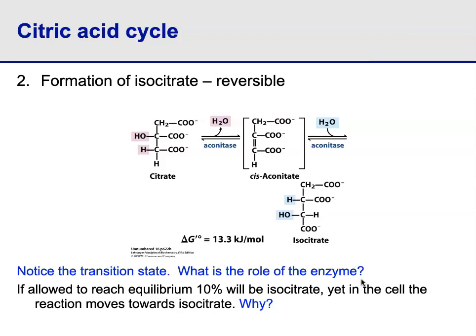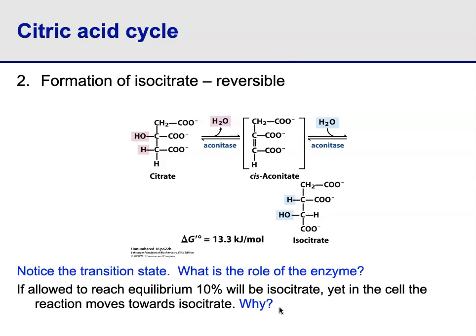So again, the enzymes stabilize the transition states which are most unstable. So if allowed for this reaction to reach an equilibrium, 10% would be isocitrate, 90% will be citrate. That's not a very favorable reaction, and that is because of this high energy intermediate. But in the cell, the reaction moves towards the isocitrate. Why is that? How can you explain that?